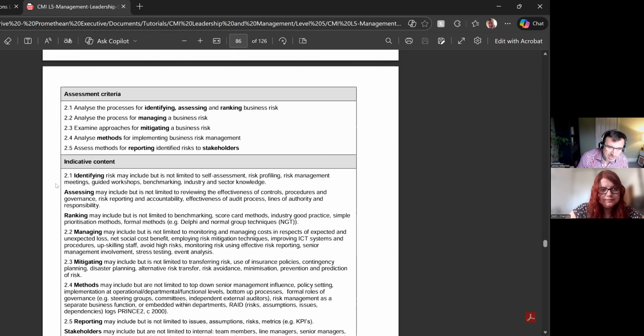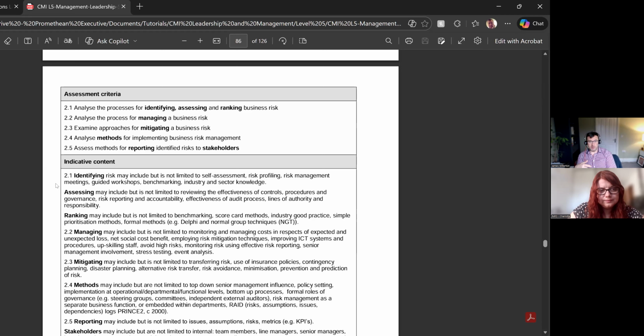2.1 then, analyze the processes for identifying, assessing and ranking business risk. If it was me, I'd be looking to do a separate paragraph of process for identifying business risk, a separate paragraph for assessing the business risk, and a separate paragraph for ranking the business risk. You've got all those three things covered in your answer. It might be worthwhile looking at your own organizations and what you know here to help. If not, you can use other case studies and other examples that you're aware of or you can bring in. But you've got to look at the process and analyze the processes.